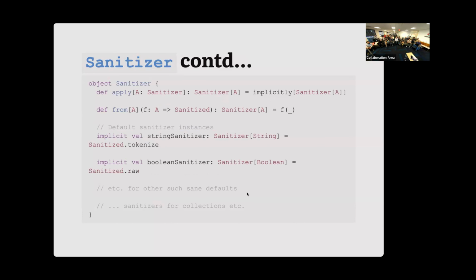Coming back to sanitizer, we have certain sane defaults here. Like for a string, the sanitized version of an opaque string is a tokenized version of it, because you don't know what's going to be in the string. For Boolean, it's okay, you can do a raw. And we do have sanitizers for collections and other types like UUID or whatever your domain needs, right?